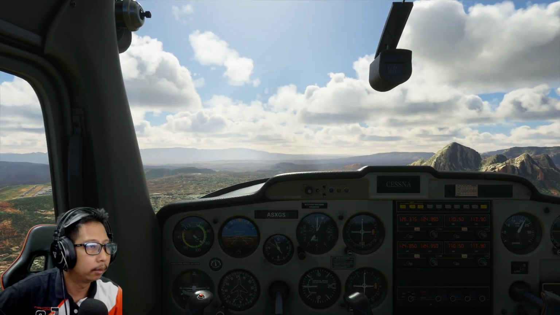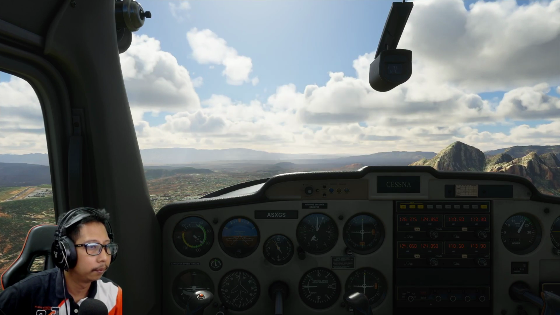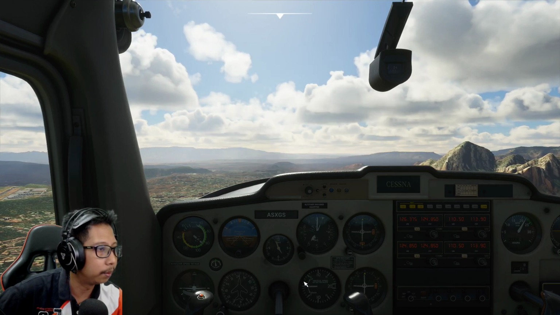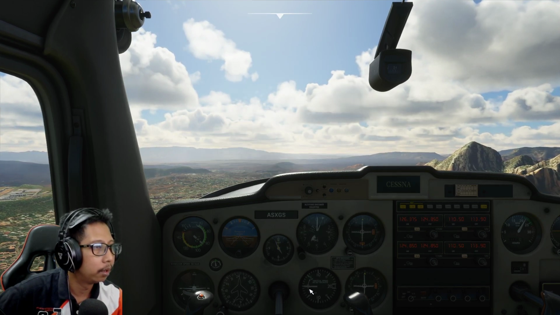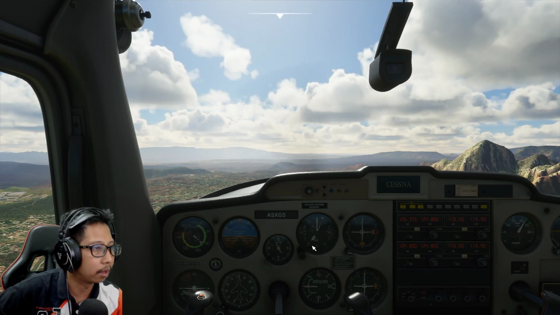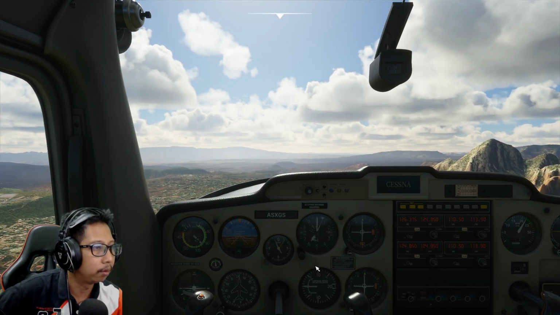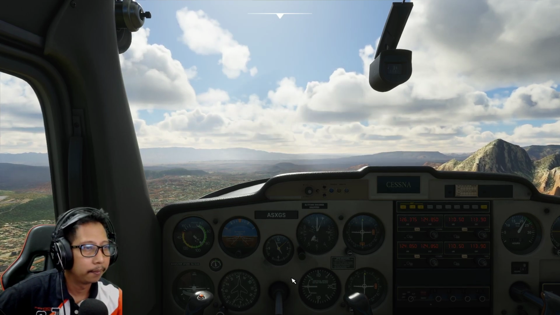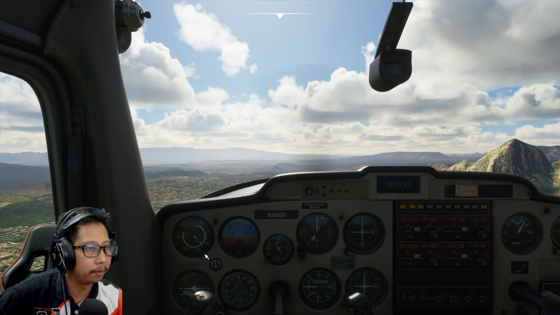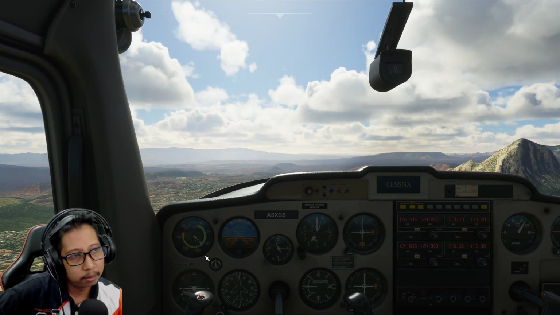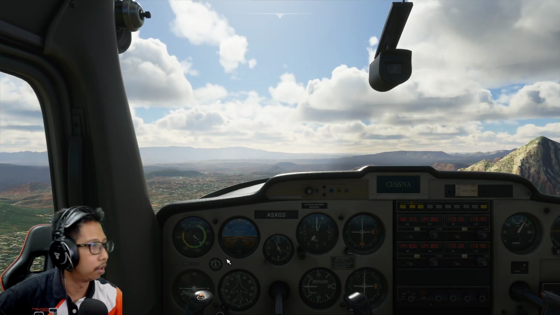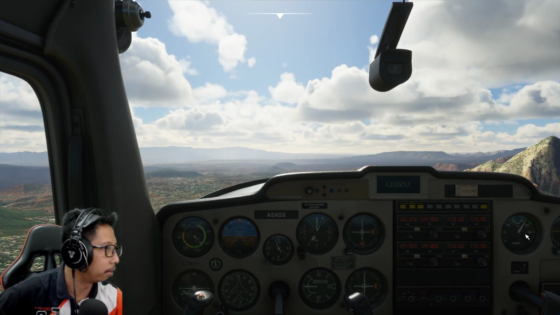Alright. See it? Zero vertical speed. There is cruise altitude, 6,000 feet. And our aircraft, 90 knots. The RPM should be around 22.